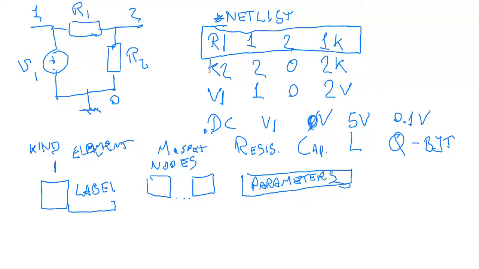Okay, and then in these parameters, for instance, resistance, you are saying that it is a 1 kilo ohm resistor, but you can also give it, for instance, the temperature coefficient dependence. Or more things. It depends on how the mathematical model is describing the behavior of this element.